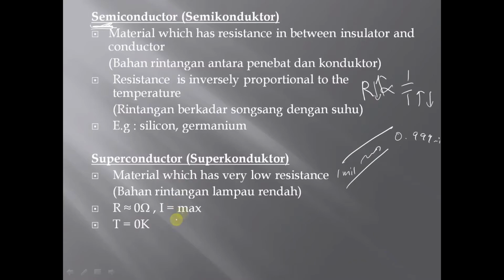Or we know that 0 Kelvin basically is equivalent to negative 273 degrees Celsius.